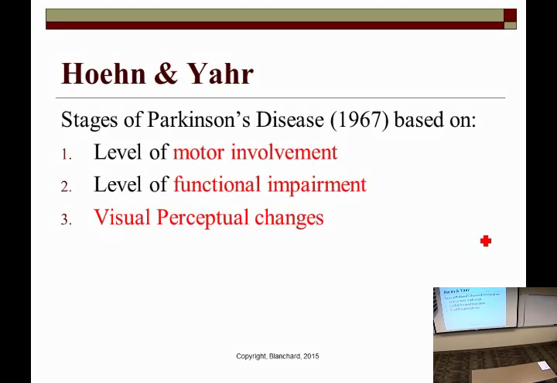What's interesting is visual perceptual changes are not included in Hoehn and Yahr. What's interesting to me is the Unified Parkinson's Disease Rating Scale does not include vision perception, but they look at everything else that's neurological. And I'm like, they should talk to OTs. No. Well, and I'm like, well, why is that?